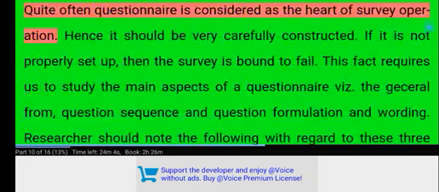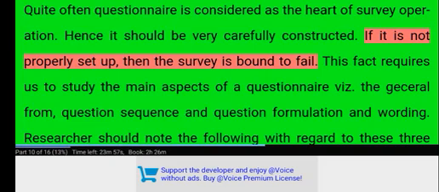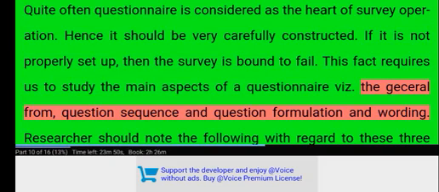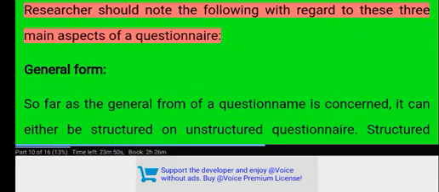Main aspects of a questionnaire. Quite often a questionnaire is considered as the heart of a survey operation, hence it should be very carefully constructed. If it is not properly set up, then the survey is bound to fail. This fact requires us to study the main aspects of a questionnaire, viz., the general form, question sequence, and question formulation and wording. Researchers should note the following with regard to these three main aspects of a questionnaire.